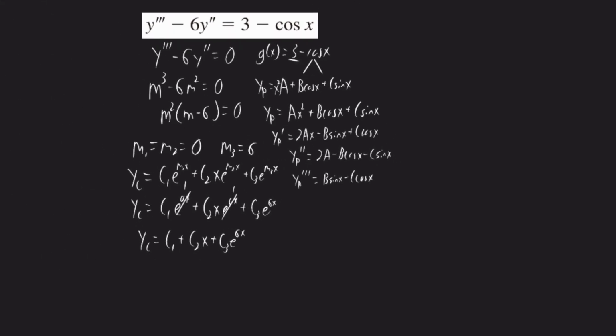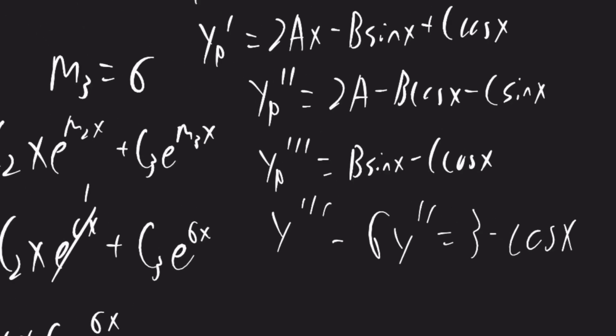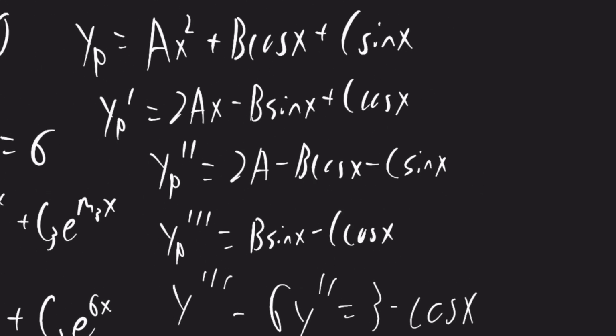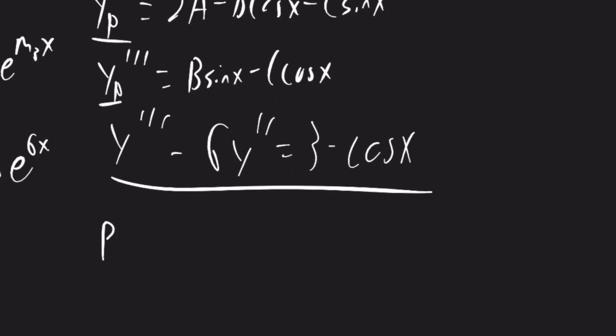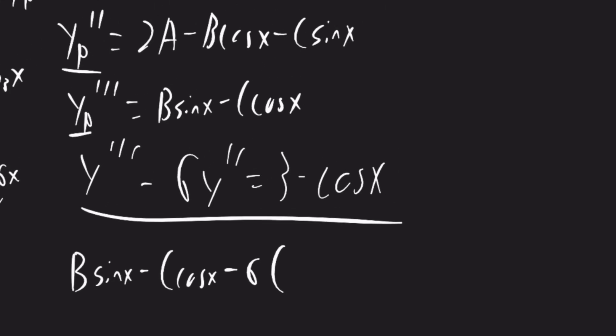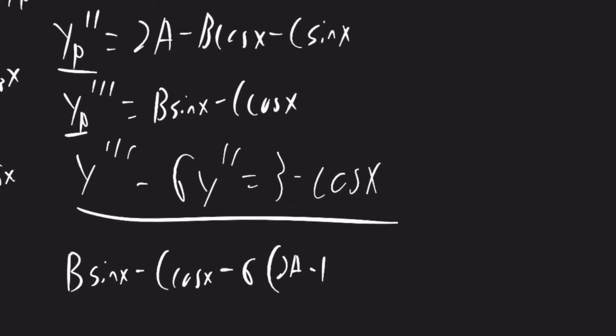The original differential equation was y triple prime minus 6 times y double prime is equal to 3 minus cosine x. Because yp is a solution to this differential equation, we can plug in yp triple prime and yp double prime into this differential equation here. Yp triple prime was b times sine x minus c times cosine x. That'll be minus 6 times y double prime, which was 2a minus b cosine x minus c sine x. That was all equal to 3 minus cosine x.